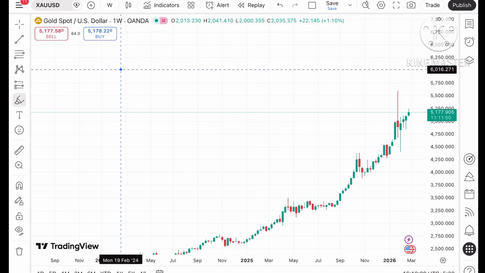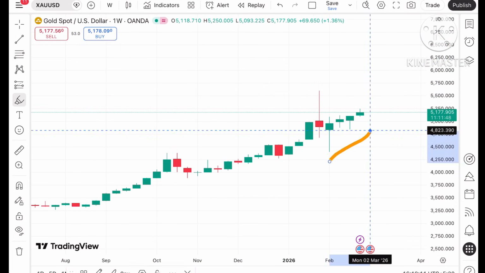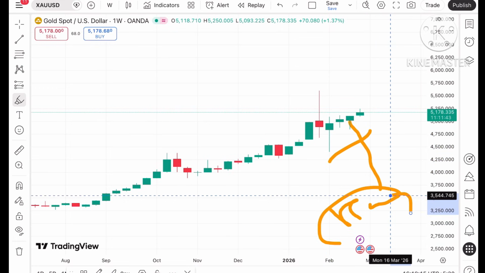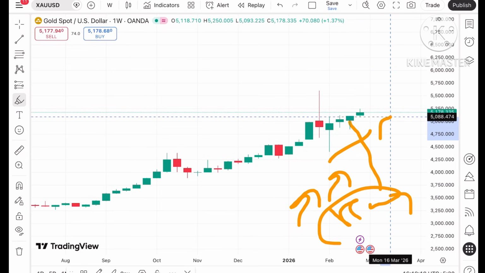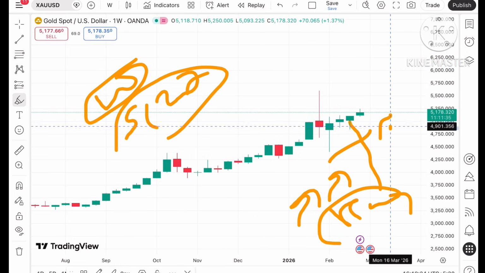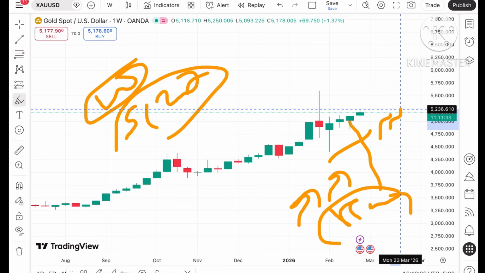Coming back to the weekly chart, we have seen a continuous upside, and if you see this particular candle, a hammer is forming, which shows there is a probability of upside movement if the price keeps moving above a level of 5127. This is on the weekly chart. If the price rises above this level, there is a probability of going towards 5236.